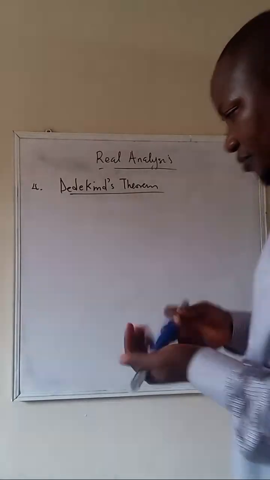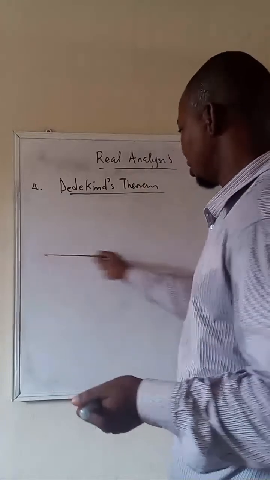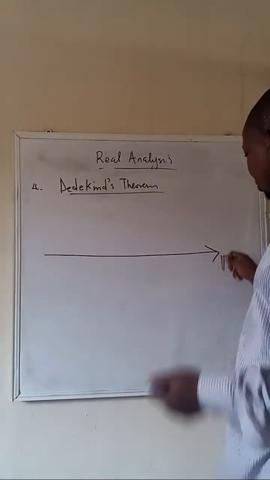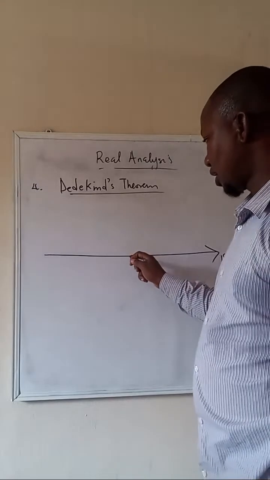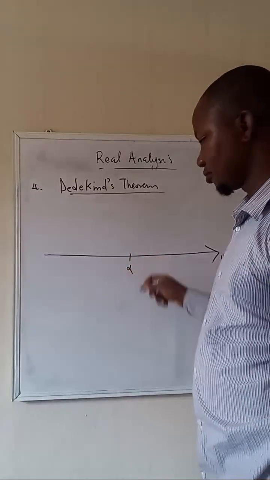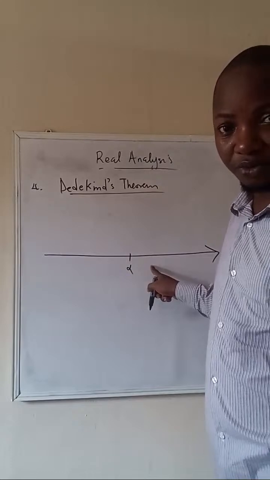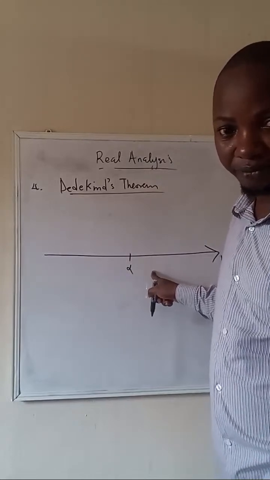So if you have the real numbers R, and there is a number at the middle here, not necessarily 0, I call the number here alpha.